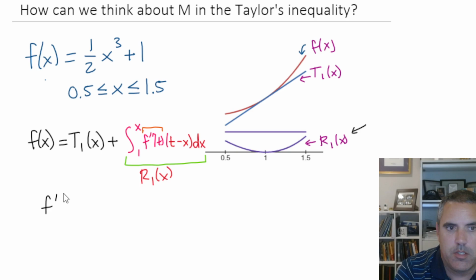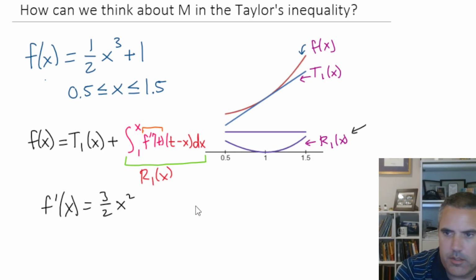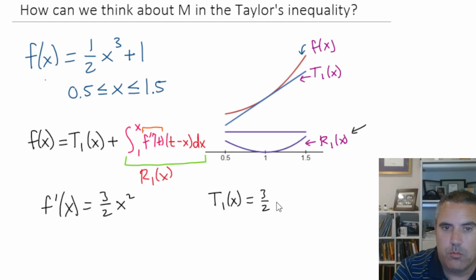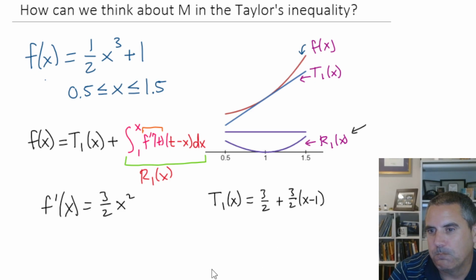So I just want to do a couple of the calculations. The first derivative is going to be 3/2 x squared. If you wanted to give the first Taylor polynomial, it's a straight calculation, we're doing it based at 1. So if you plug in 1, I think you get a 3/2. We plug in 1 to the derivative, it's going to be 3/2 (x minus 1), and then we're stopping. So that's this line that we're seeing here.